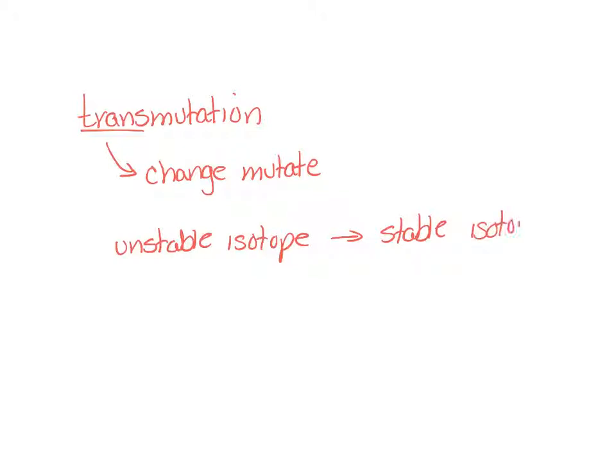How are we going to do that? We have to change the proton to neutron ratio. And now there's 2 ways to do this. There's something called natural transmutation and artificial transmutation. We're going to start with the natural transmutations. Natural transmutations are not man-made. They happen in nature. And there's a couple different ones.